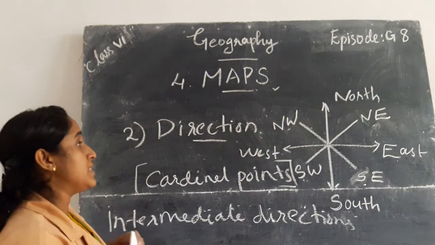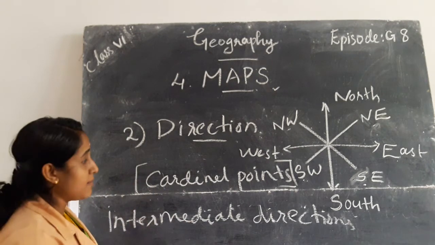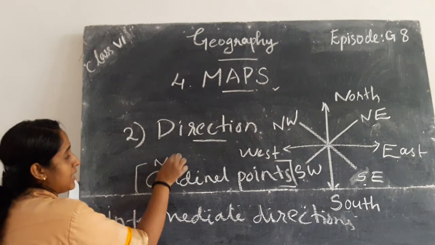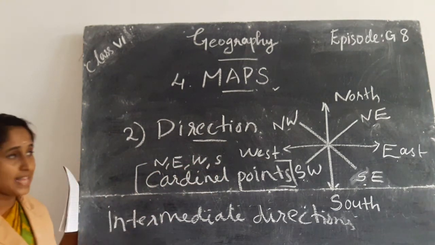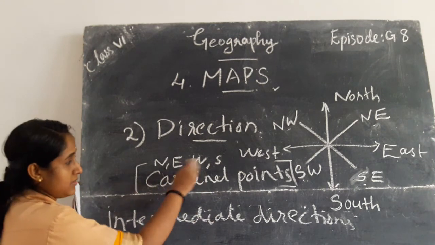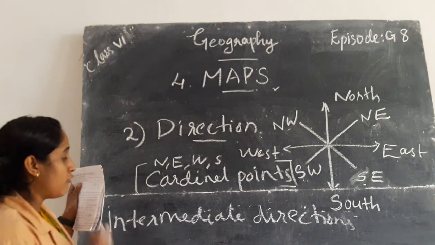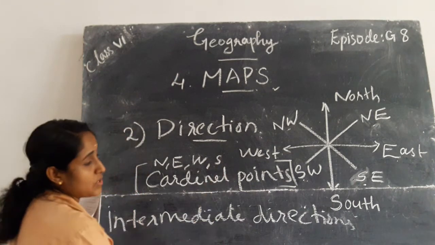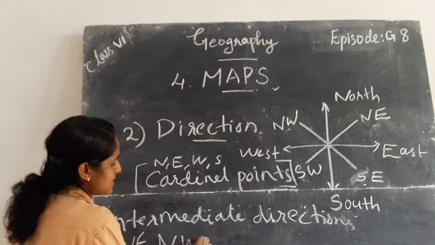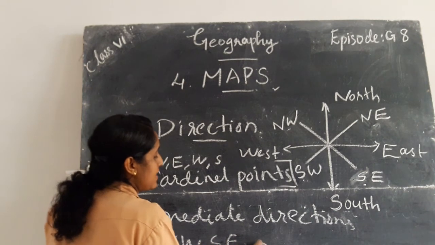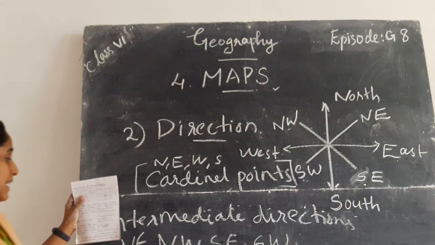So which are the main directions? Which are the cardinal points? Cardinal points are north, east, west, south. These directions are called cardinal points. So we have four intermediate directions. Which are they? That is northeast, northwest, southeast and southwest.